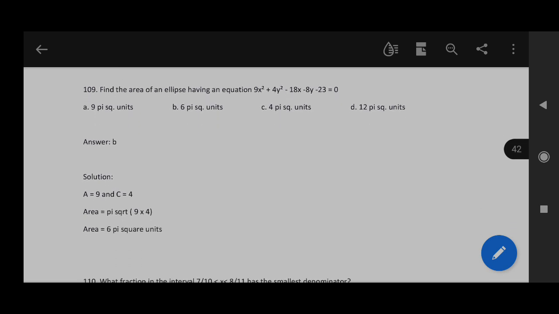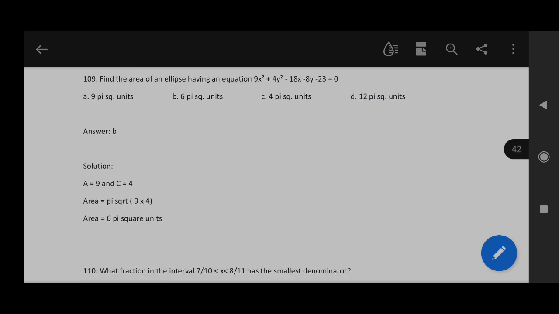Next, problem 109. Find the area of an ellipse having the equation 9x squared plus 4y squared minus 18x minus 8y minus 23 equals 0. The answer there is letter B, 6 pi square units. How do we come up with 6 pi square units?